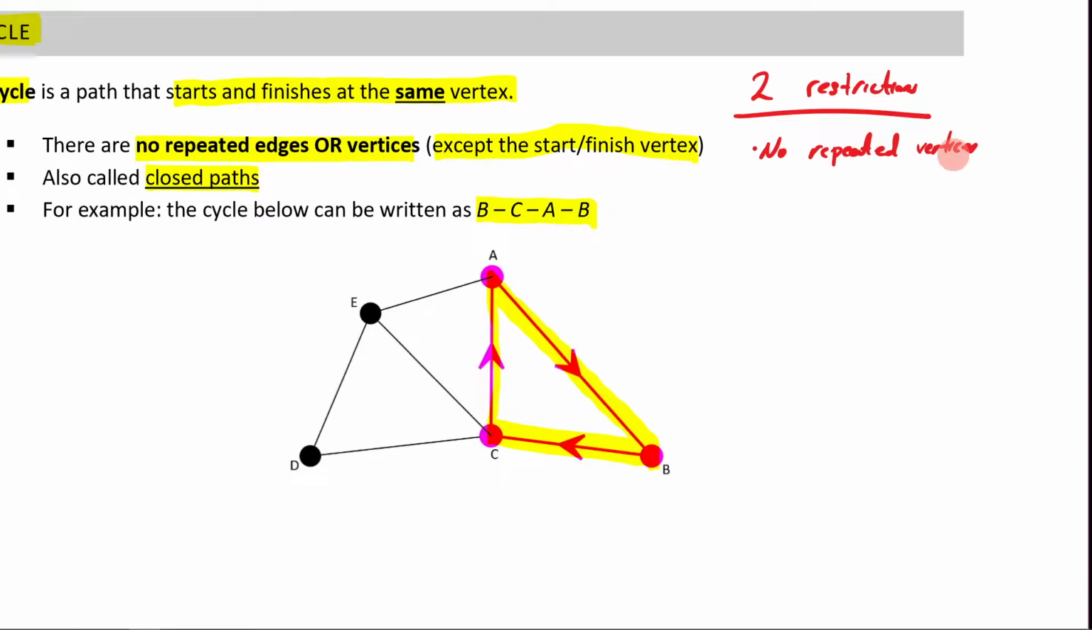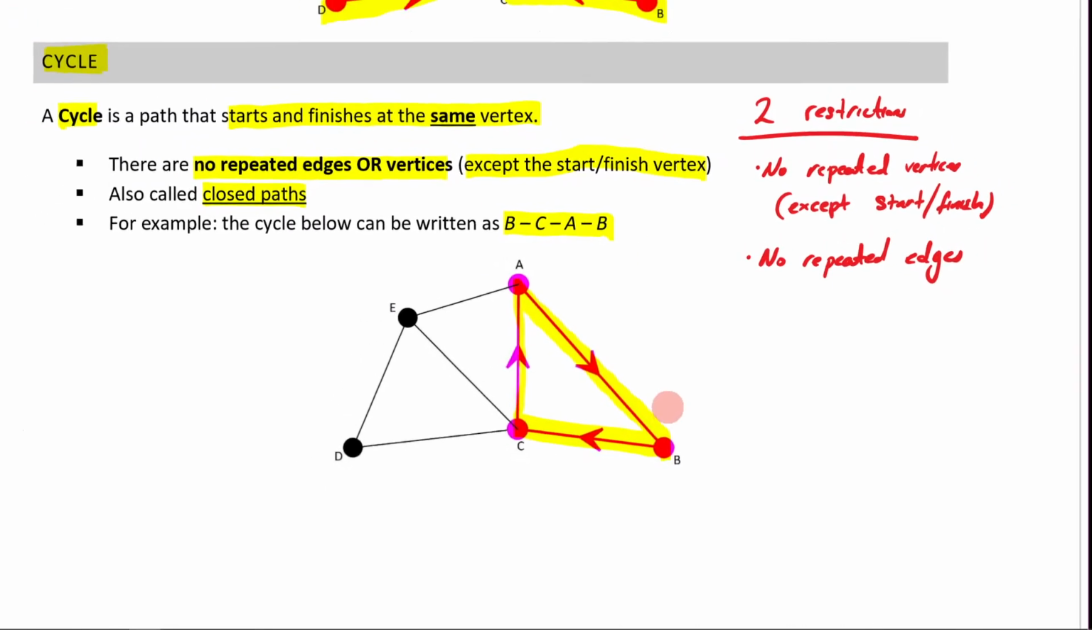And then you'd have to put in little brackets here, except start, finish, because that will be, but we don't count that. And also no repeated edges. Repeated edges. And that's what it is.